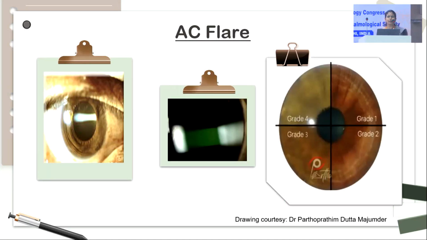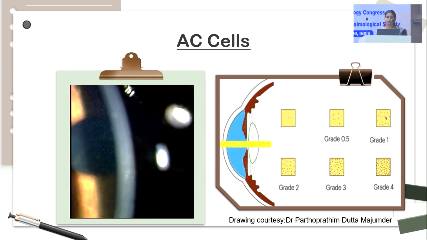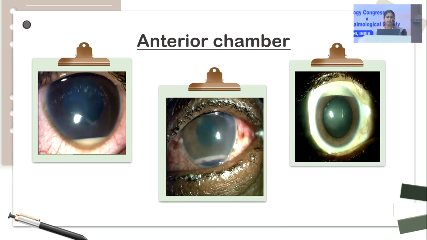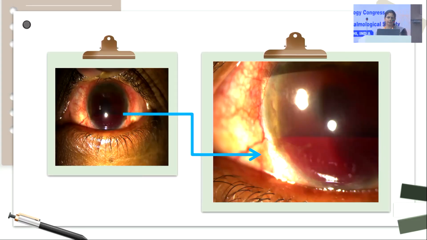You should look for flare, and flare is graded by the visibility of the iris from 1 to 4, and the cells also. If there are grade 4 cells, it's called a hypopyon. So how to differentiate a hypopyon and a pseudo-hypopyon is a common exam question, and an inverse hypopyon will be a differential in a silicone-filled eye.